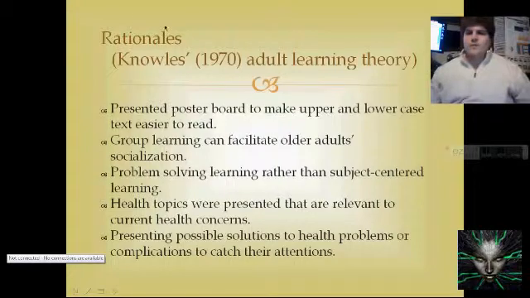This is the rationale for the reasons behind the way we taught what we taught. That's not a very good explanation. The rationales for the way we structured our teaching project. Because we're dealing with a 65 plus population, we use Knowles' adult learning theory. That was one of the theories.